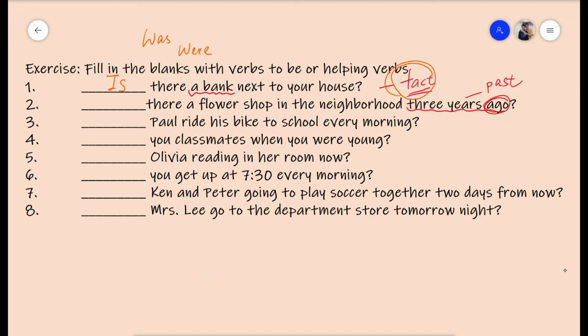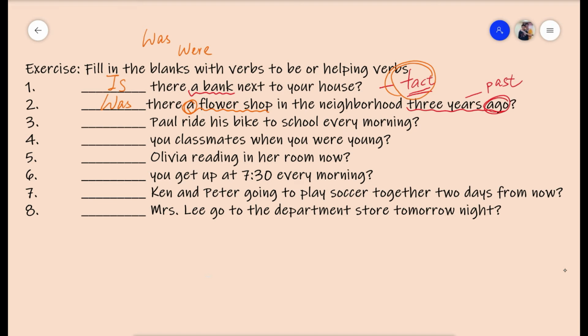Which one can be used here? Let's take a look at the subject, the very thing that we're talking about. It's a flower shop. A flower shop. There's only one, so of course we have to use was. So was there a flower shop in the neighborhood 3 years ago?